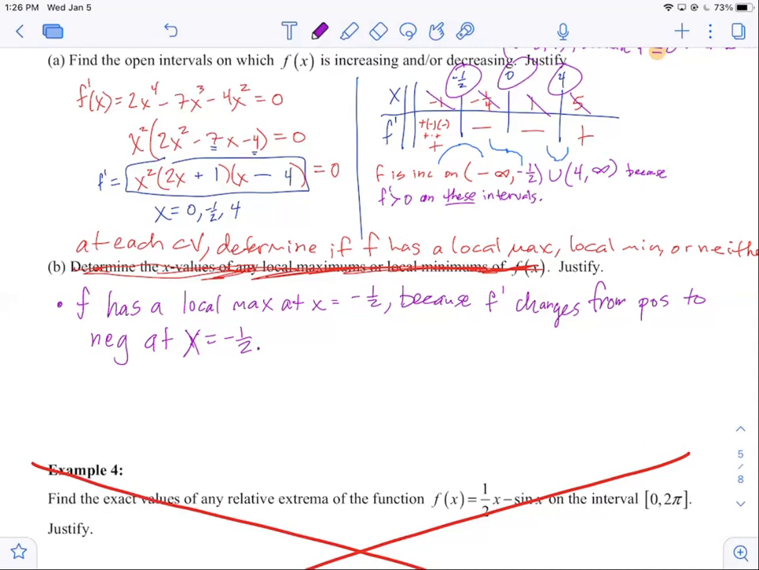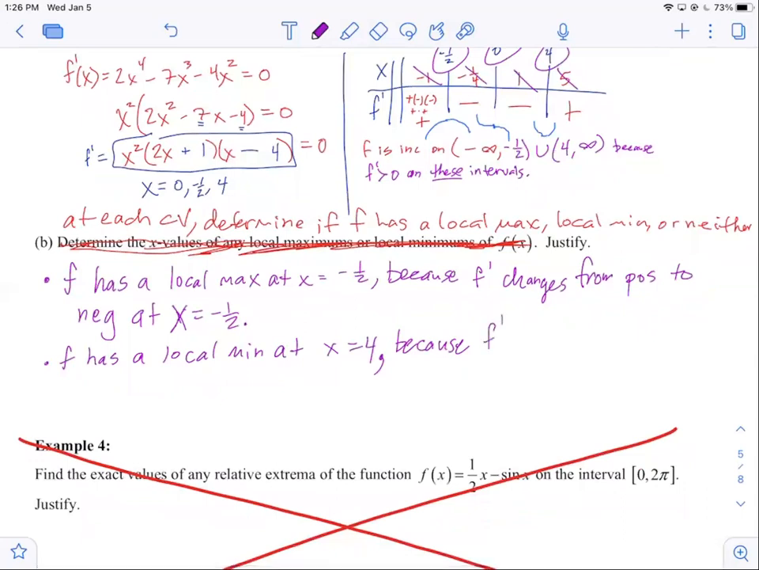Okay, so that takes care of that one. Let's do the local min next. F has a local min or a relative min. That's more letters, but it'll work. And it's okay to abbreviate max and min, at x equals 4. And once you have this style down, it'll translate to everything else we do the rest of the year, because we're going to be doing this with the second derivative as well for concavity. And the phrasing is exactly the same, because f prime changes from negative to positive.